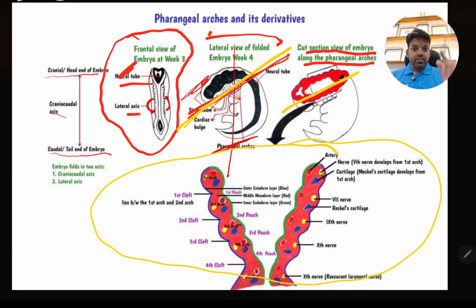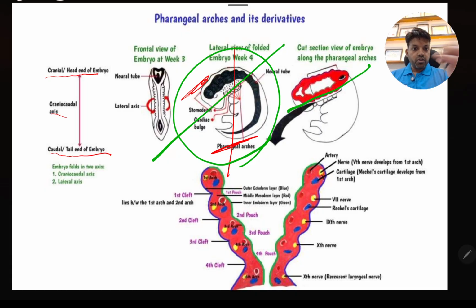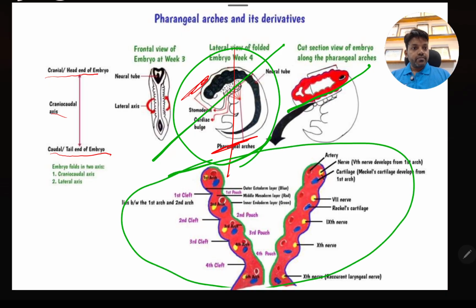Okay, I'll repeat this once again. So we already have this embryo. Now we take this section, cut section, we remove this top, and now from the top view we will see something like this. Now we will go into the details of the pharyngeal arches.